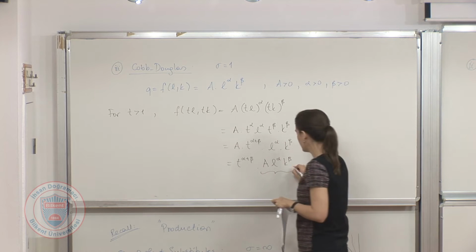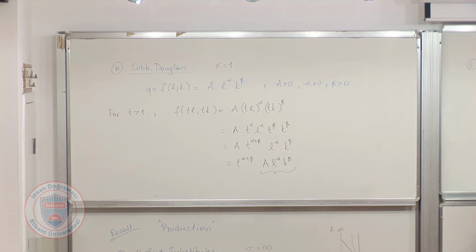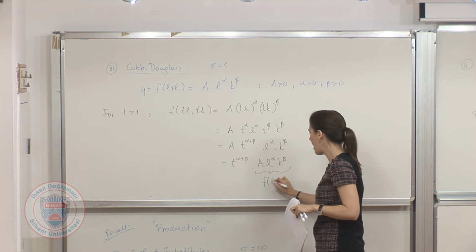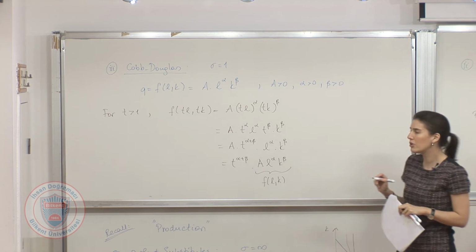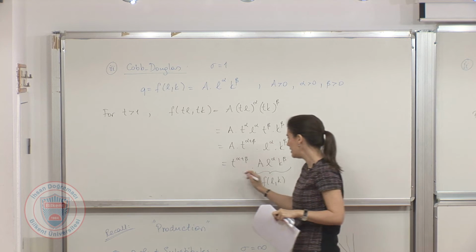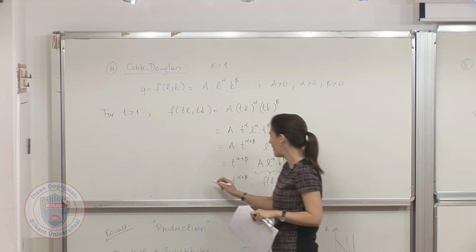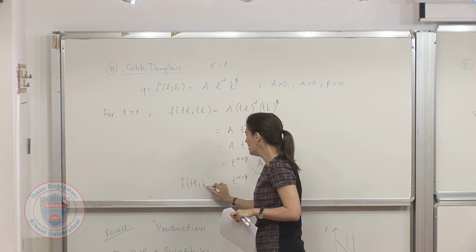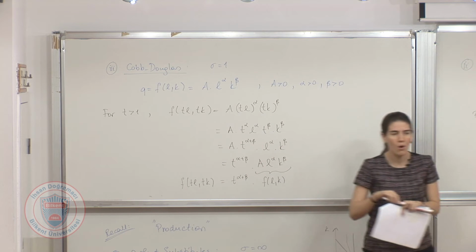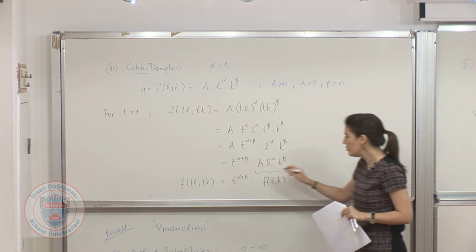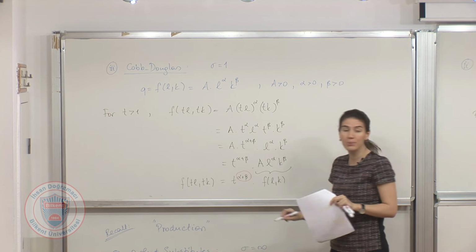What is this? This is my original function, f of L, K. So you see that it is t to the power alpha plus beta times f of L, K. So what can I say here? I cannot say it immediately. It depends on alpha plus beta.